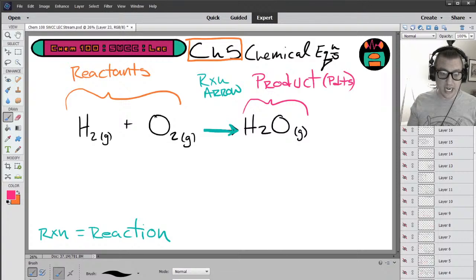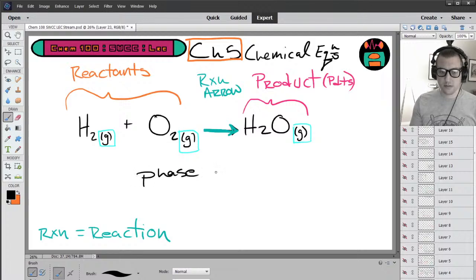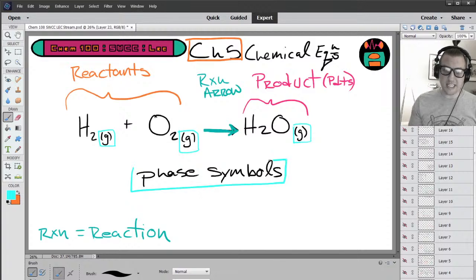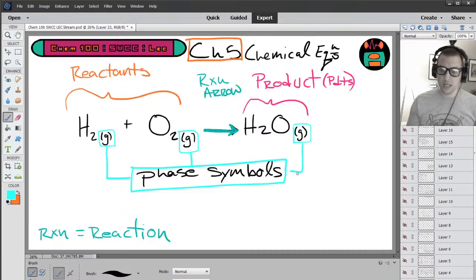There's one last thing here that I have not elaborated on. You'll notice these parentheses and subscripted symbols right here. These are called phase symbols, and they tell you the phase of matter that each individual reactant or product is in, all right?